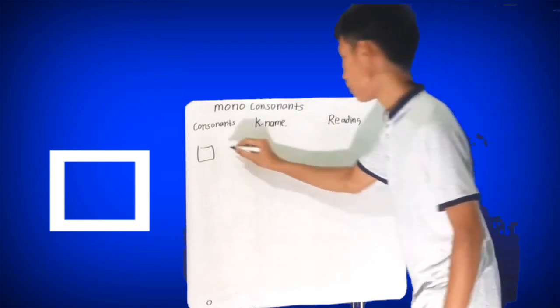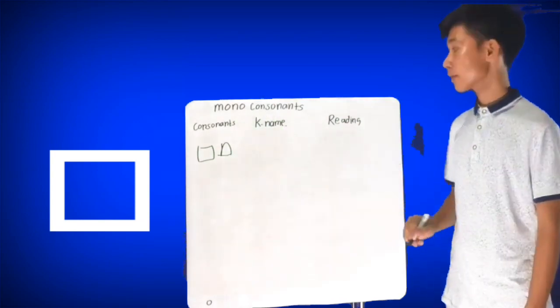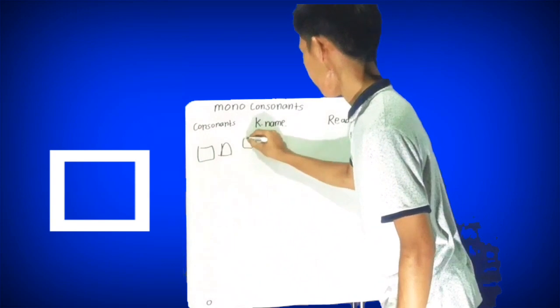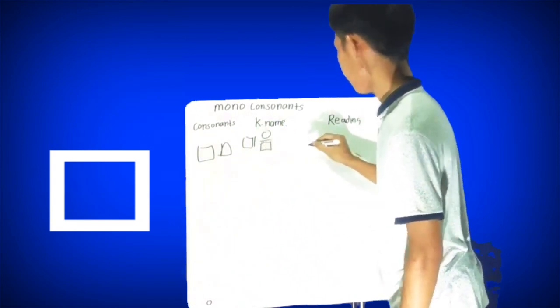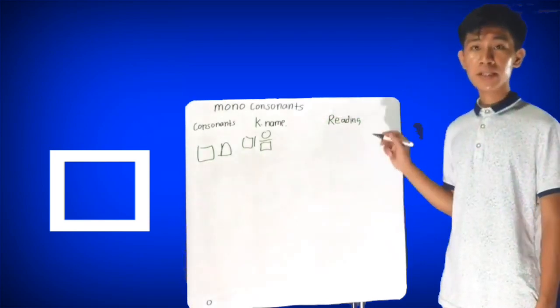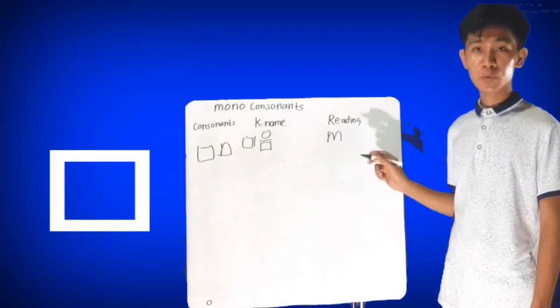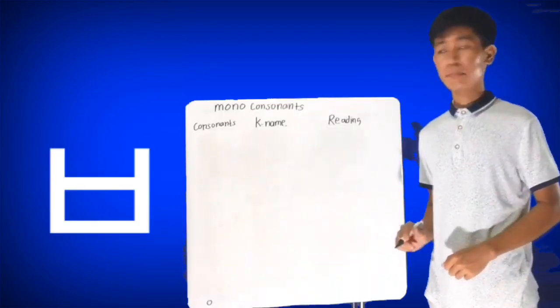Next, mieum. But you can use this one if you use a handwritten format. In English, it is letter M. Like moon. And next, we have bieup.